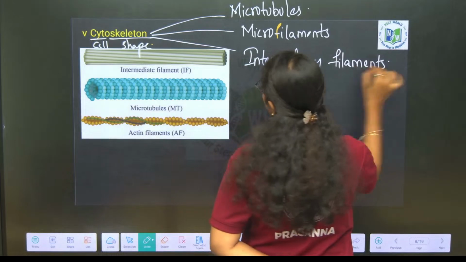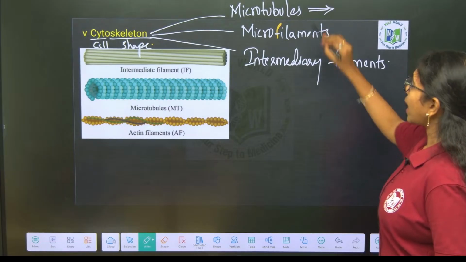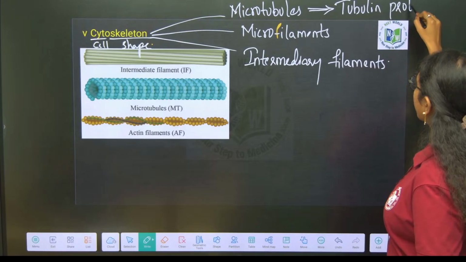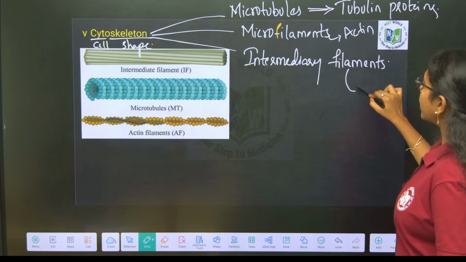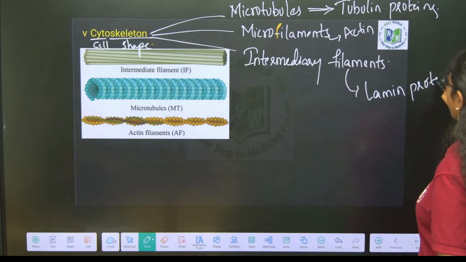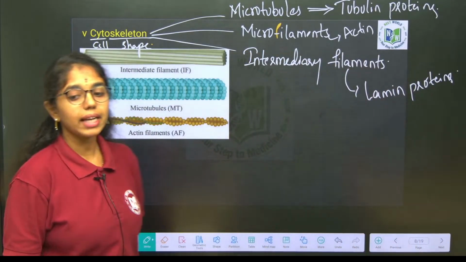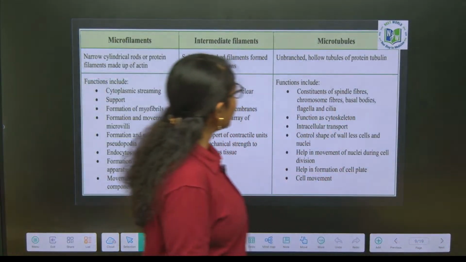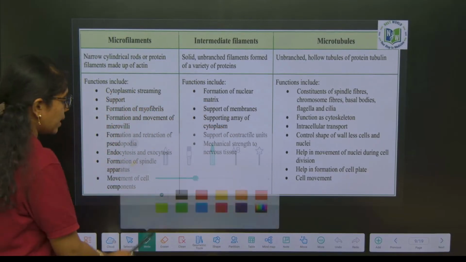Microtubules are long rod shaped structures which are having the protein tubulin, whereas microfilaments will be having actin proteins, and intermediary filaments will be having lamin proteins. So, this is the protein comparison. Now, we will look into the clear differentiation, comparative analysis between microtubules, microfilaments and intermediary filaments.